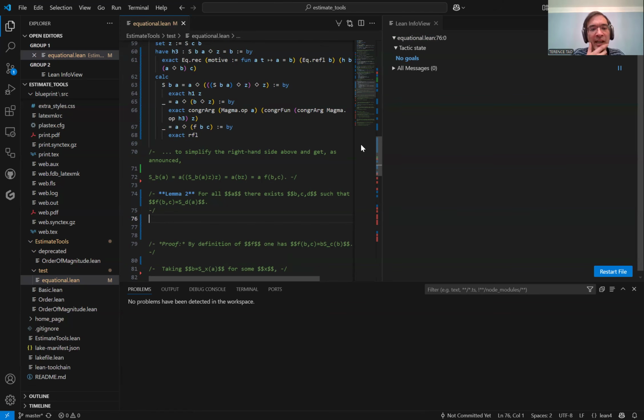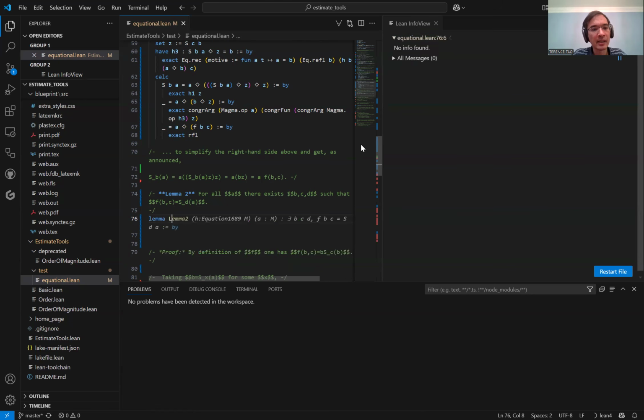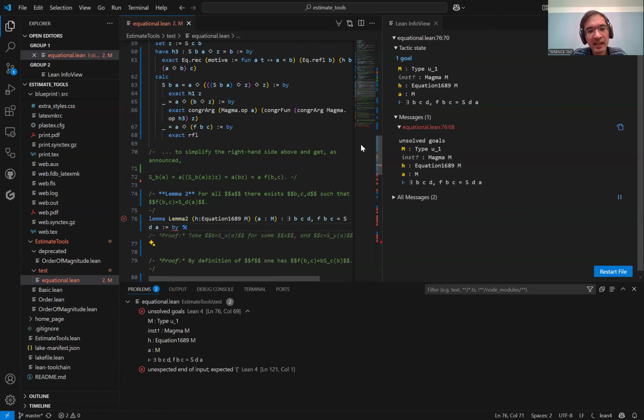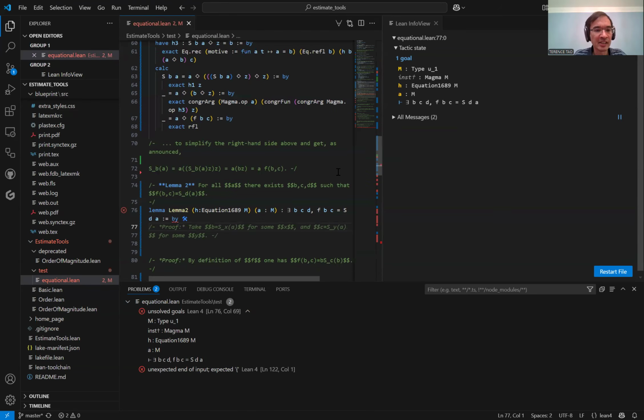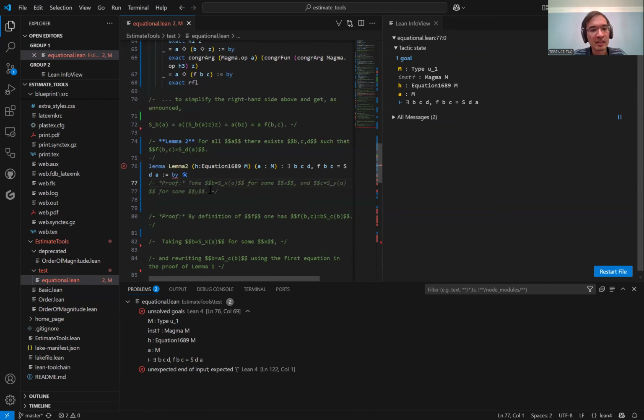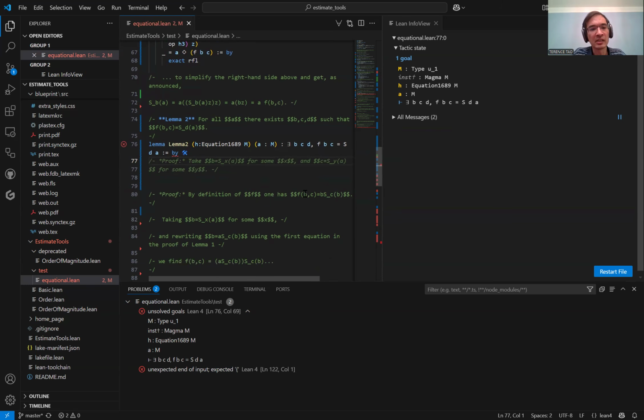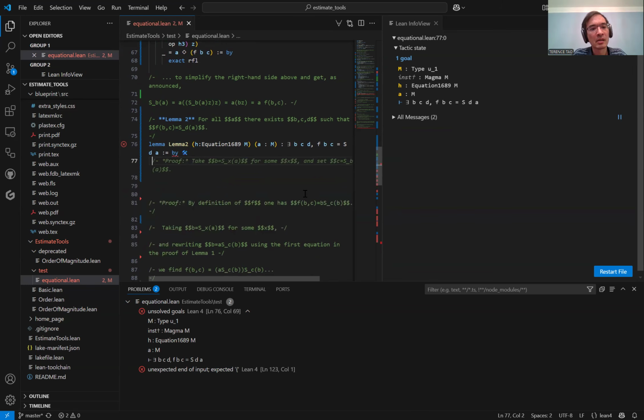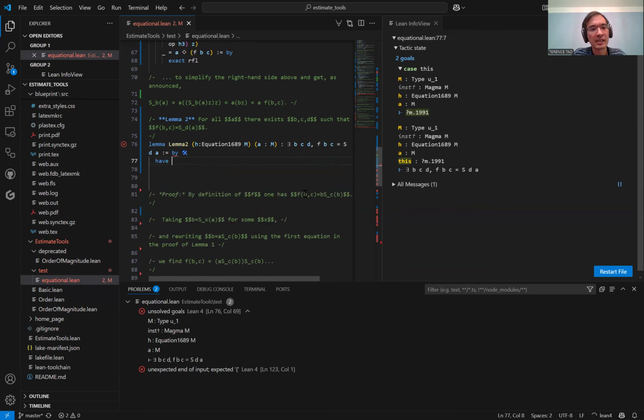Okay, number two. For all A, there exist B, C, and D such that FBCD equals SDA. Fine. Okay, that actually is correct. Thank you. So first, by the definition of F, you have FBC equals B SCB. But I don't know what B is yet, or C, so I'll just have that as a claim.